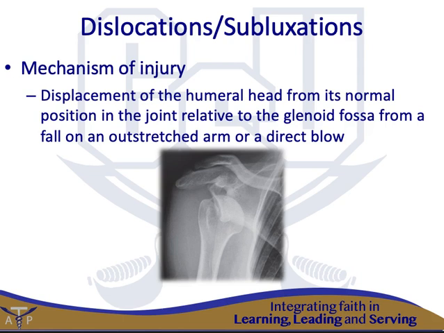Dislocations and subluxations can also occur at the glenohumeral joint. These are very similar because these injuries both involve displacement of the humeral head from its normal position in the joint relative to the glenoid fossa. With dislocated injuries, we look at injuries where the humeral head moves out of the normal alignment and remains in that position. A subluxation is when the humeral head moves out of normal alignment and then spontaneously reduces back into normal alignment.